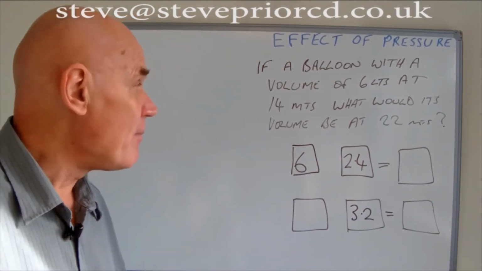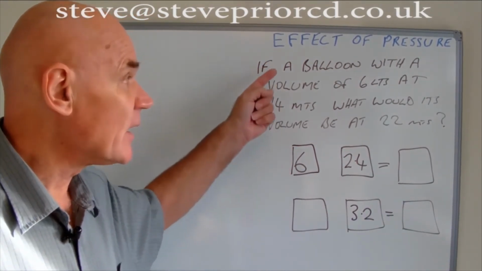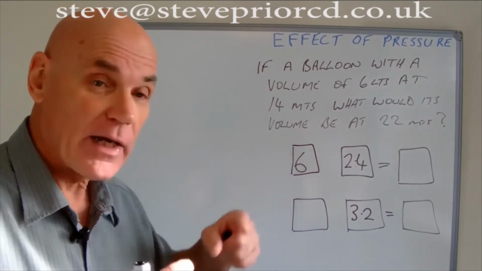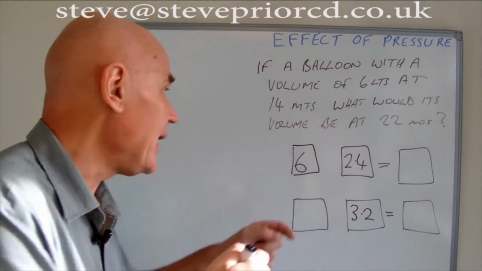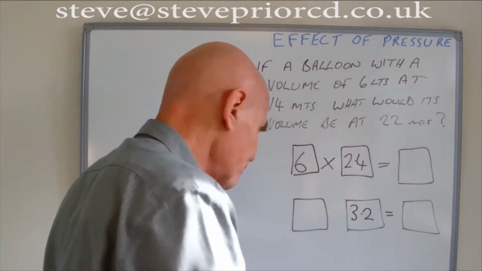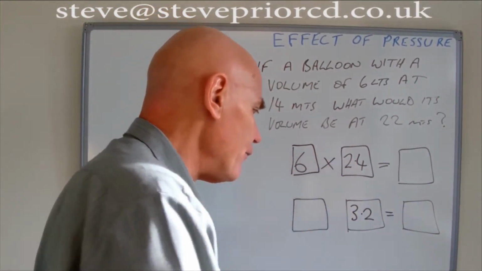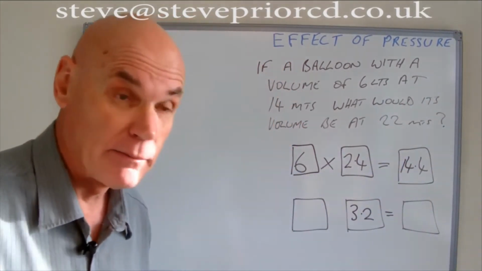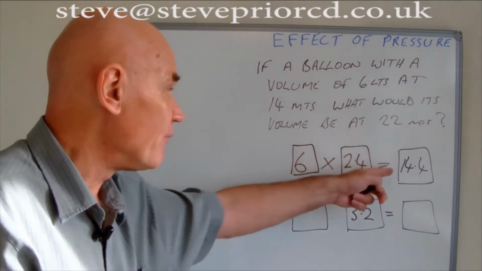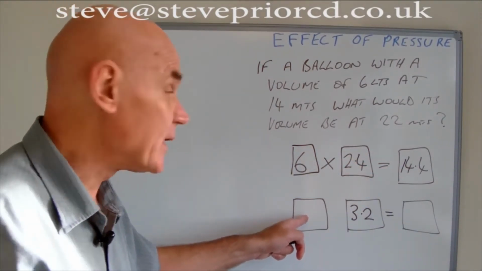Now we need to remember that this balloon needs to be taken to the surface, and we do know that if it goes to the surface it's going to get bigger. So the mathematical sign that we're going to pop in here would be a times, and 6 times 2.4 would be 14.4. You can use a calculator to work that out. The 14.4 just transfers to this box here.